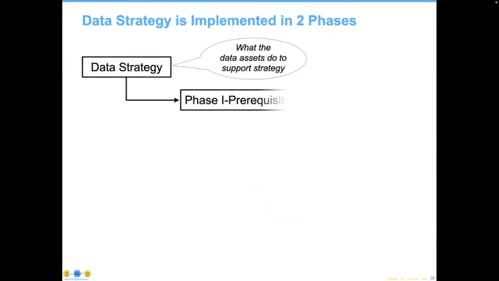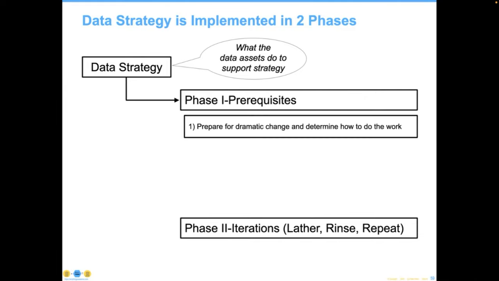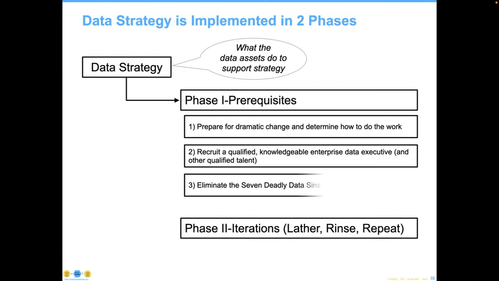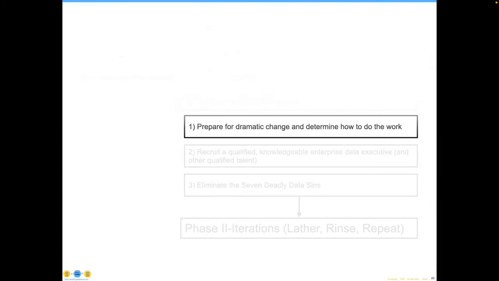Data strategy then is implemented in two phases. The first one is a series of prerequisites. The second one is once we have gotten off the ground and are flying, we want to develop a repeatable process. We're going to go through three sub-phases in that phase one: one, prepare for dramatic change and determine how to do the work. Two, recruit a qualified data executive in order to do this, and other talent that we're going to need. And then three, eliminating the seven data deadly sins. So we're going to start off with the dramatic change piece on this.